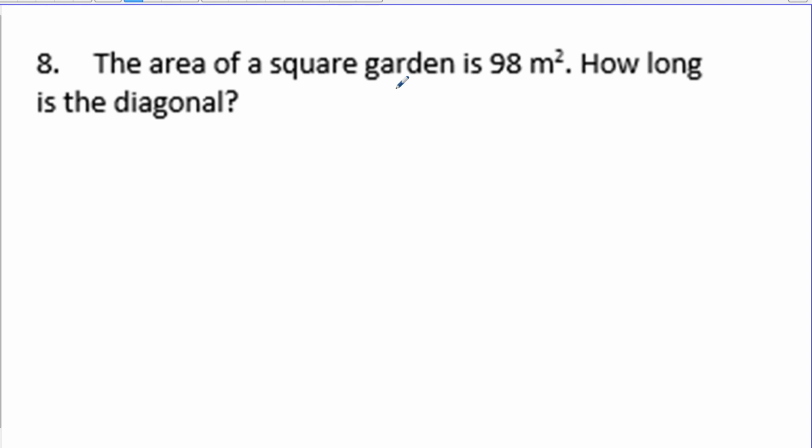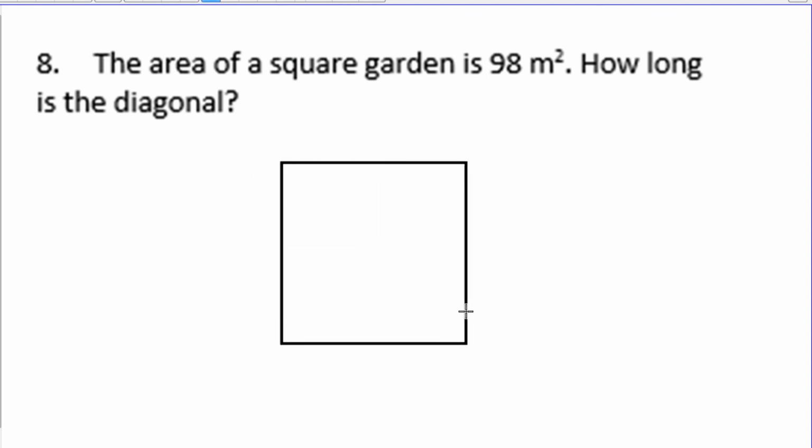Okay. Problem number 8. The area of a square garden is 98 meters squared, and based on that, they want to know how long the diagonal is. So let's draw ourselves a square. Anytime they don't give you a picture, you should draw yourself a picture of what's happening. So here's my square, and they're claiming the inside of this, the area, is 98.